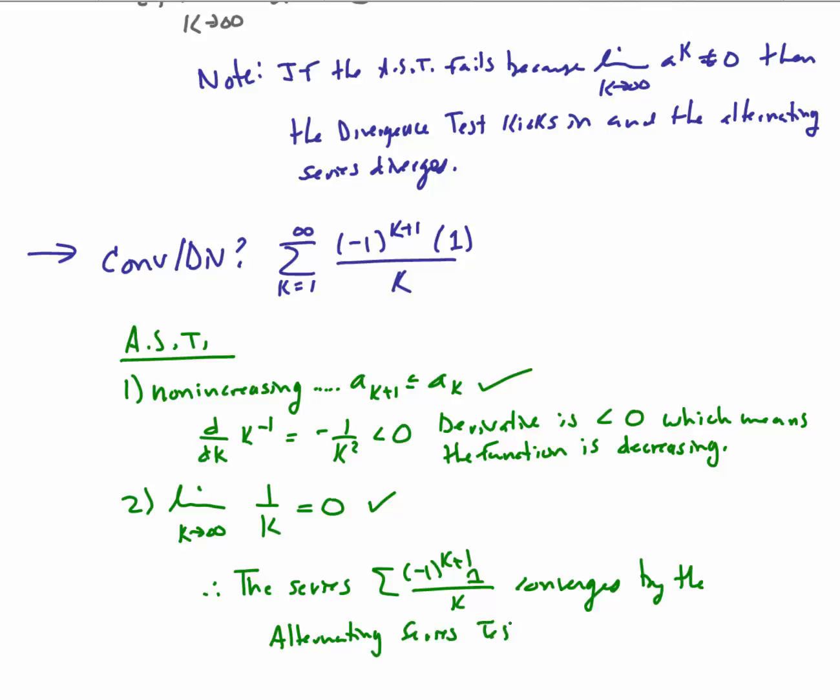So the things that are important here: we name the test, we show the criteria for the test, we show how our series either meets or does not meet the criteria, and then we draw a conclusion. This is what you should have for every test that you do. Name the test, show the criteria for the test, show how it meets the criteria, and then continue from there.